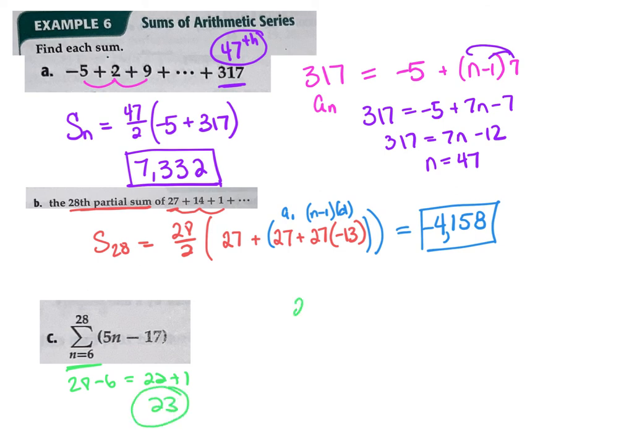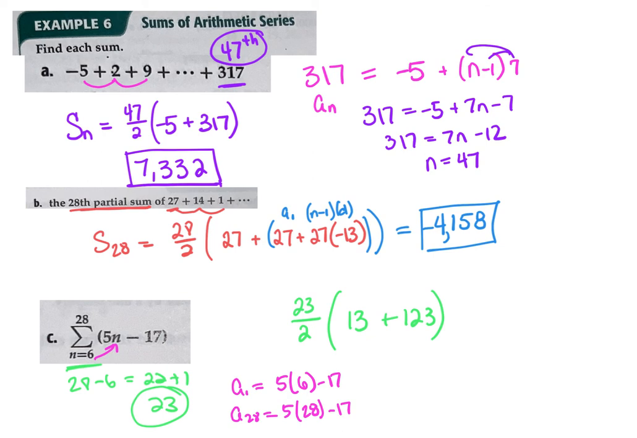So I'm going to say n over 2, so that's 23 over 2. My first term, well, how do I get it? I plug a 6 into here. To get my first term, I'm going to say 5 times 6 minus 17. To get my 28th term, I'm going to say 5 times 28 minus 17, right? So you're going to calculate those. 13 is your first term. 123 is your last term. And when you add all of that up or calculate it, 1,564.